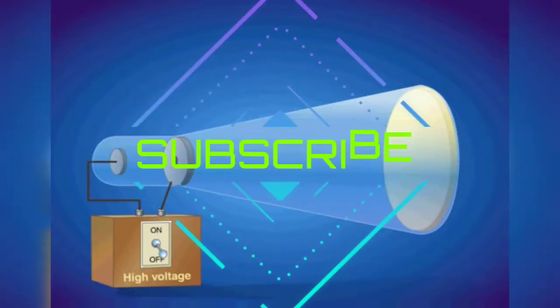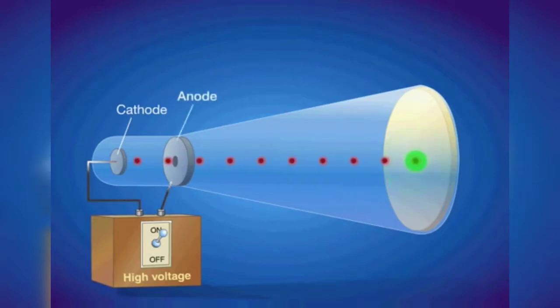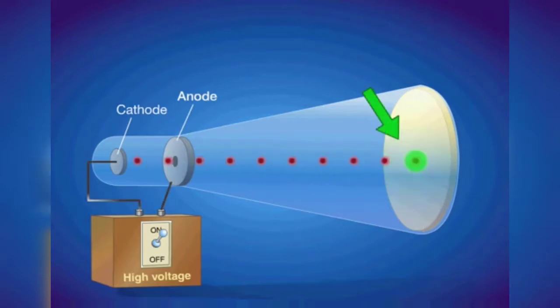A cathode ray tube is the forerunner of the television tube. It is a glass tube from which most of the air has been evacuated. When the two metal plates are connected to a high voltage source, the negatively charged plate, called the cathode, emits an invisible ray. The cathode ray is drawn to the positively charged plate, called the anode, where it passes through a hole and continues traveling to the other end of the tube. When the ray strikes the specially coated surface, the cathode ray produces a strong fluorescence, or bright light.